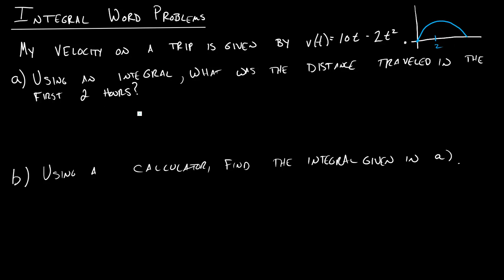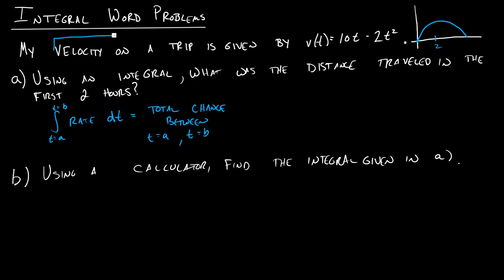And so what does that mean? What we actually find, and what we'll be using in this section, is that when you integrate a rate, and this is something we've already talked about a little bit before, when you integrate a rate from a time equals a to a time equals b, what you end up getting out is your total change between t equals a and t equals b. And so what that means in this case, this velocity is my rate, and the distance traveled will be my total change.